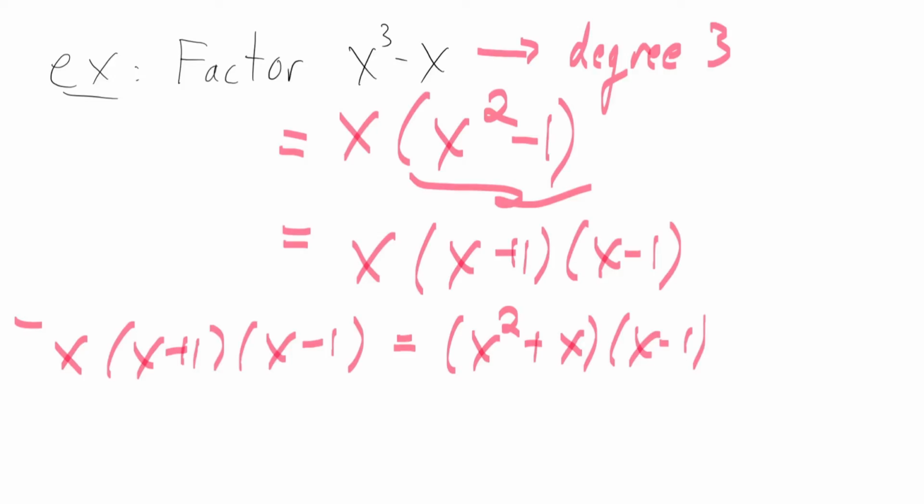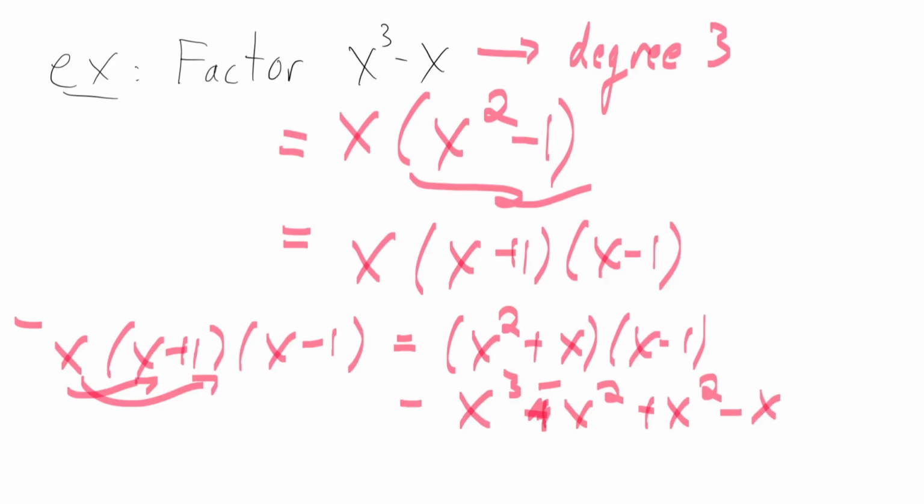Okay, we'll distribute the x to x and 1. And so here we'll get x cubed plus x squared, minus x squared minus x. So I get x cubed minus x as necessary.